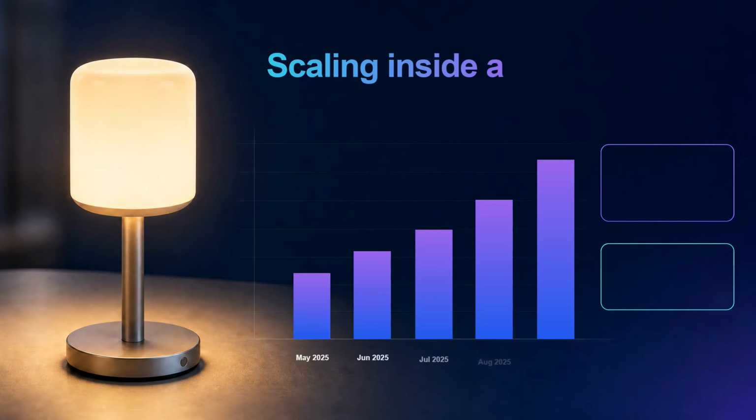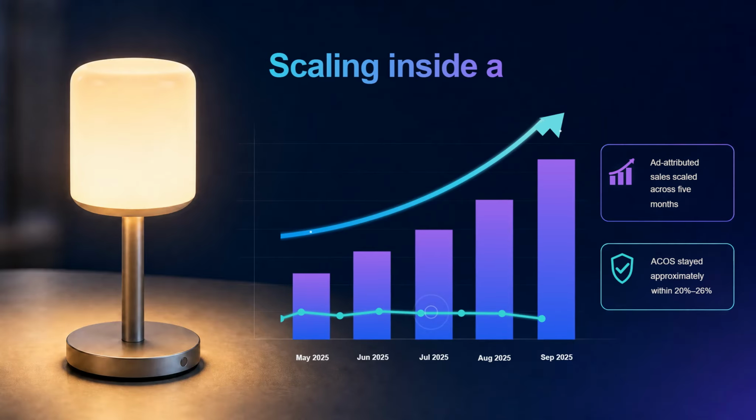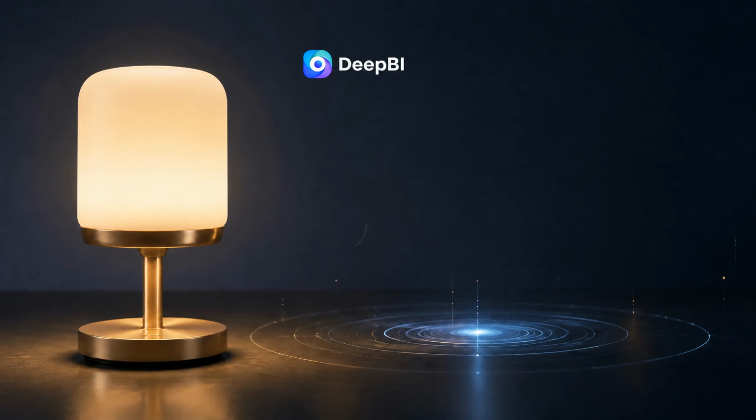From June through October 2025, DeepBI managed advertising on Amazon US entered a gradual scaling phase. Monthly ad-attributed sales increased from $15,840 to $73,071.70. During the same period, DeepBI managed ACOS remained at approximately 20% to 26%. By October 2025, total monthly store sales had reached approximately $128,832.60. Not every ASIN line was managed with the same advertising strategy during this period.